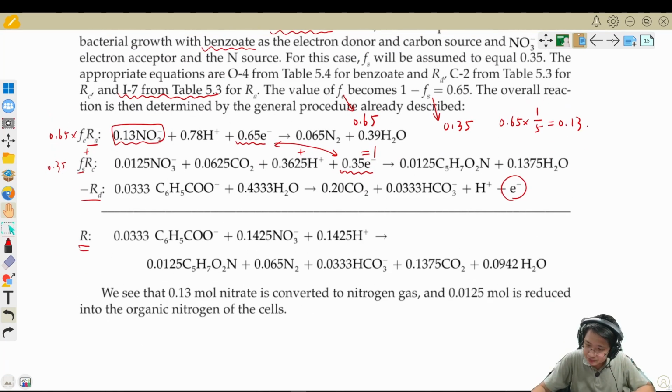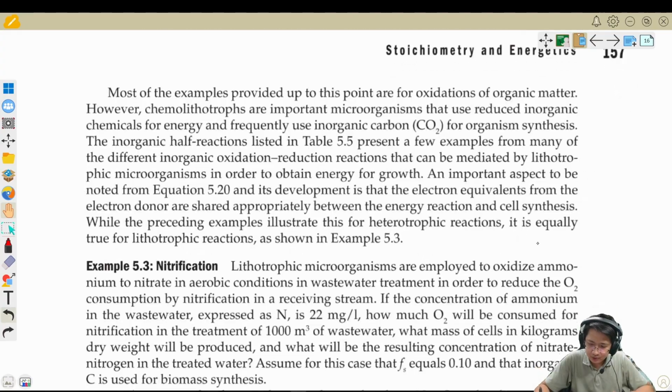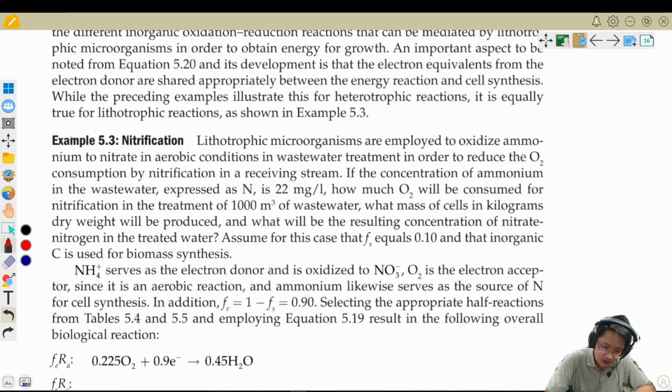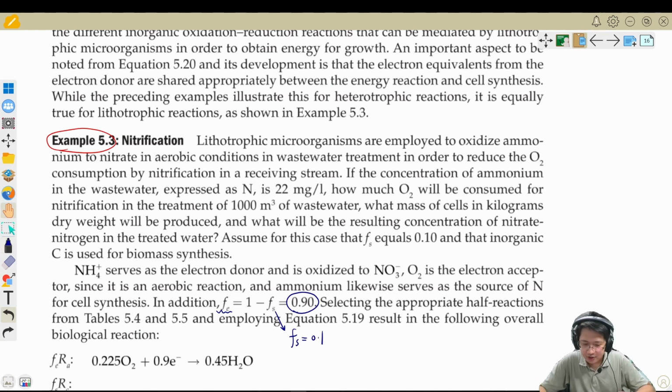Okay, so I will recommend you guys do example 5.3 as your homework. You can look into the assumption that Fe is 0.9, which means Fs equals 0.1, and if you want to understand nitrification as well, we haven't taught you what the nitrification reactions are.